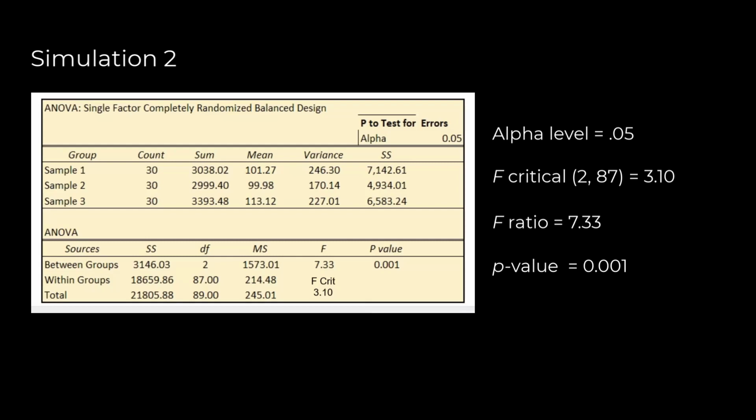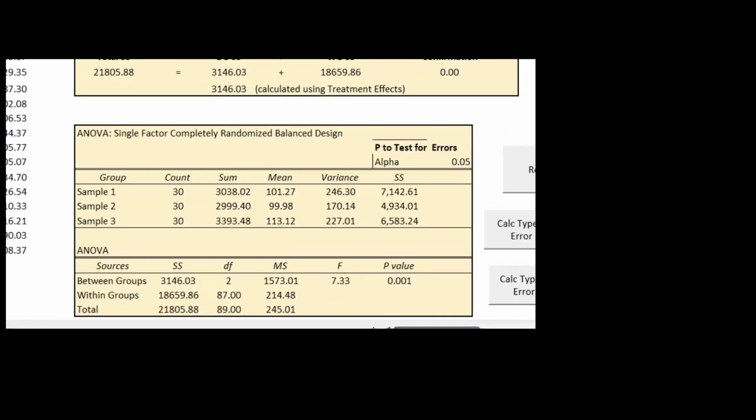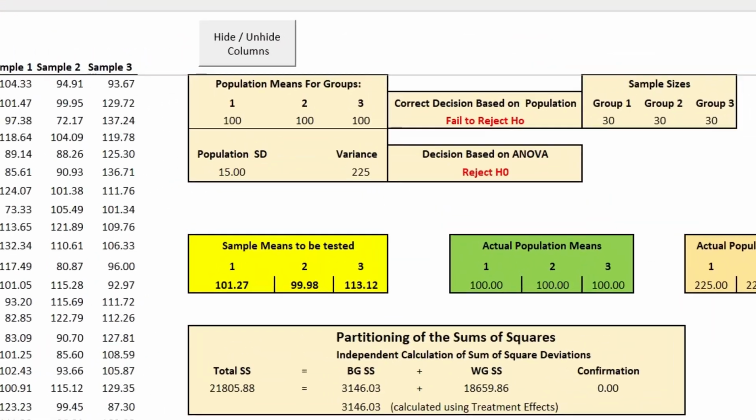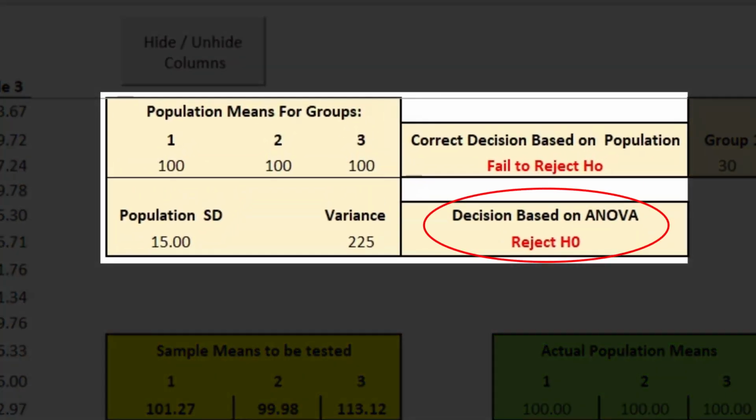The resulting p-value is 0.001, suggesting a very slim 0.1% likelihood of obtaining such an F ratio if the group means were truly equivalent. Given this small p-value and the F ratio that surpassed the critical F value of 3.10, we would reject the null hypothesis that the means are the same in the population in favor of the alternative hypothesis that at least one of the means is different from the others.